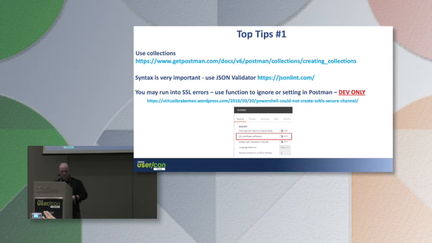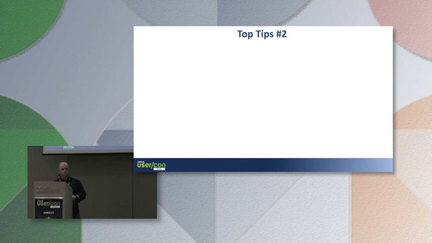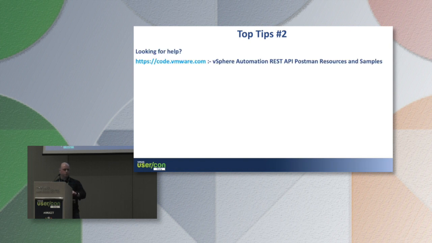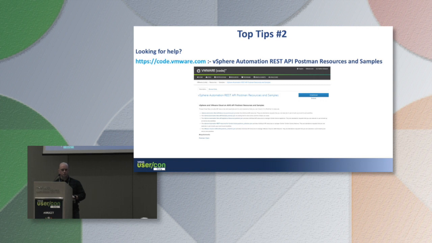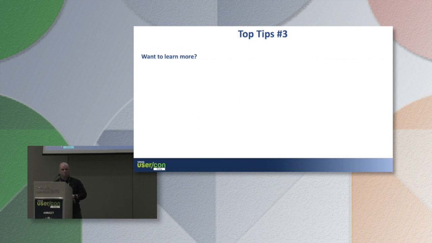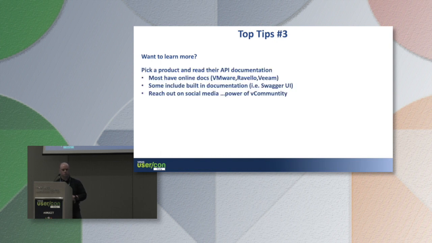And top tip 2, look for help. Code.vmware, absolutely, go there. There's a REST API Postman collection. Slack, anybody use Slack? Yeah, everybody uses Slack. There's a code.vmware Slack. Kyle Ruddy is on there quite a lot. Want to learn more? Pick a vendor. They usually have new REST APIs and documentation. VMware, Veeam, Rubrik are pretty good at it. Some of them have the Swagger UI, and reach out to the vCommunity. Absolutely, everybody's in it together.